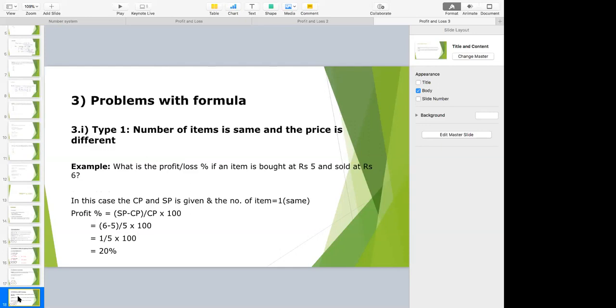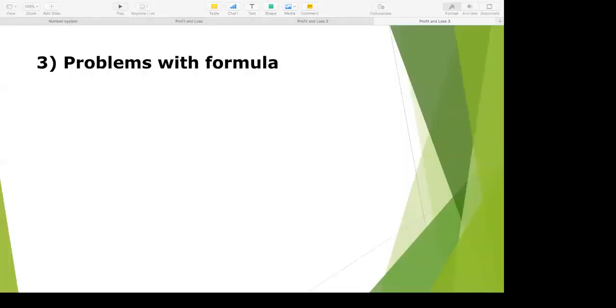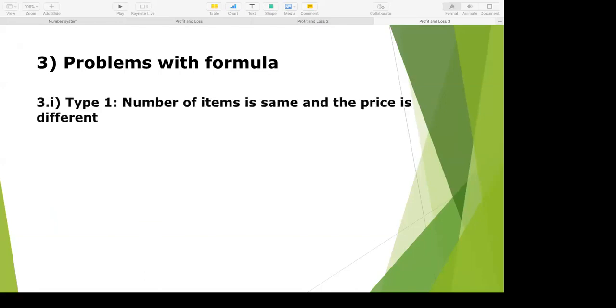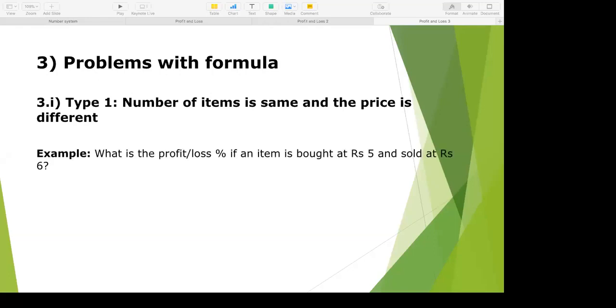So moving ahead. Now, again, problems with formula. Okay. Now in this part, I am going to teach you some new formulas, not the traditional formulas. Okay. So now for this particular scenario, what is the condition? The condition is the number of items is same and the price is different. I'll try to show you a statement from where you can understand this part.